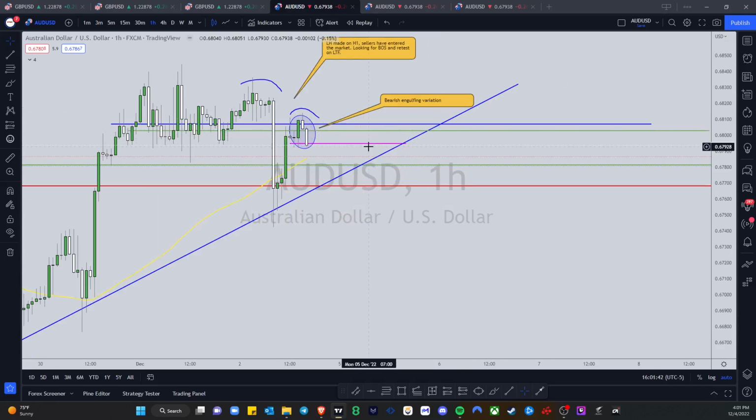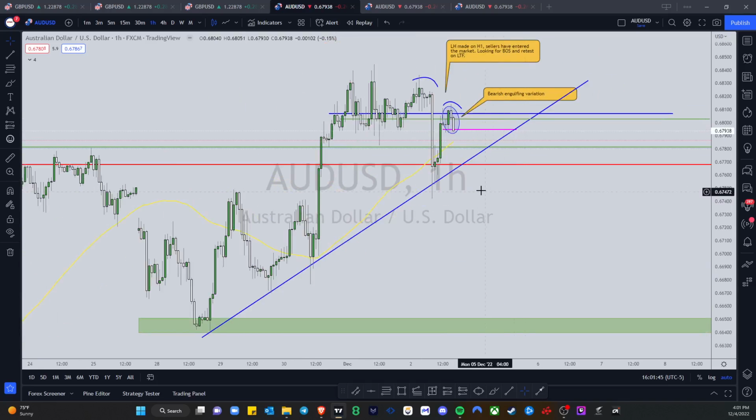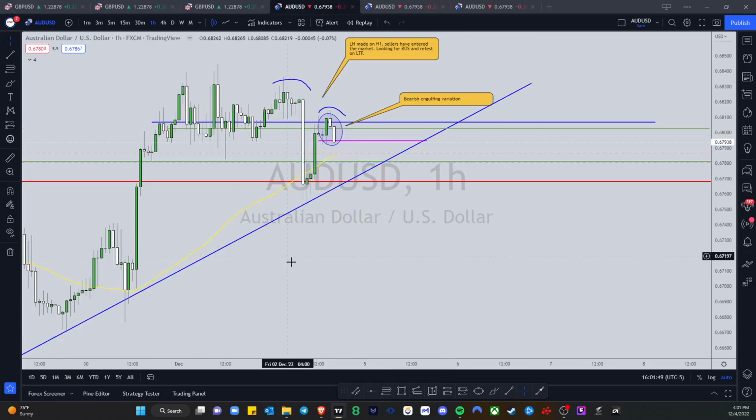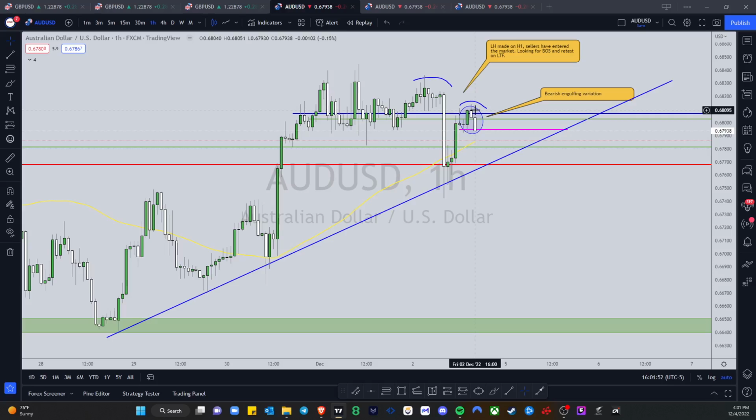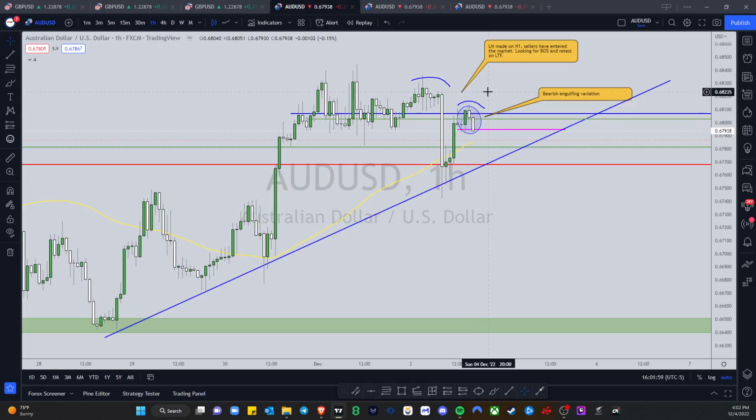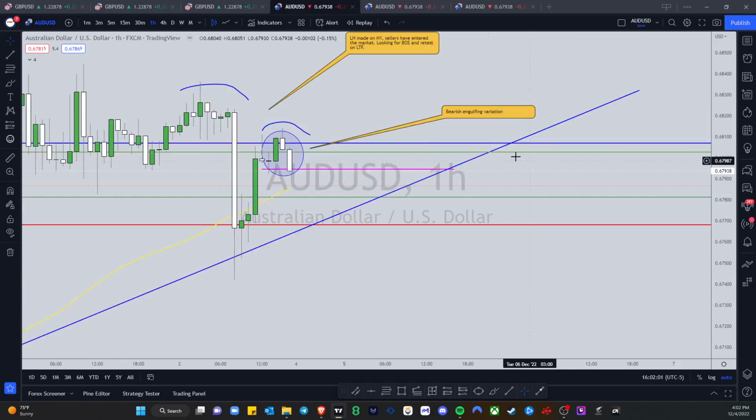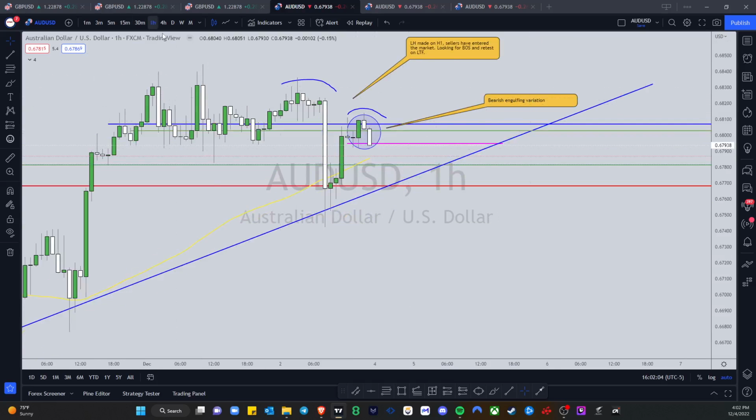So for me, I'm still looking for sells. I don't know when I'm going to enter, but overall I'm looking for sells. Right now I don't have any entry because I don't keep my trades over the weekend. But like I was saying, H1 bearish engulfing, a retest of that break of previous support, now resistance.